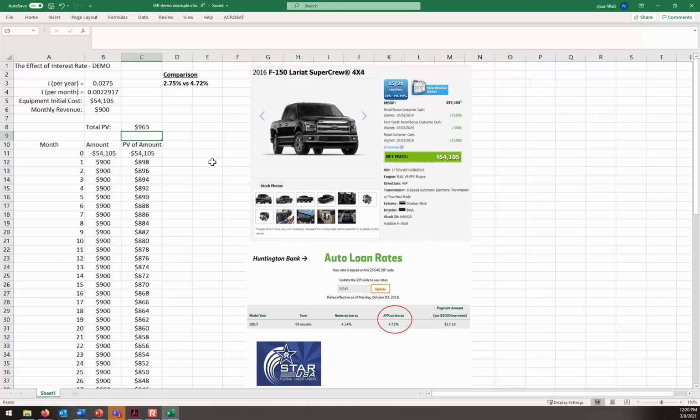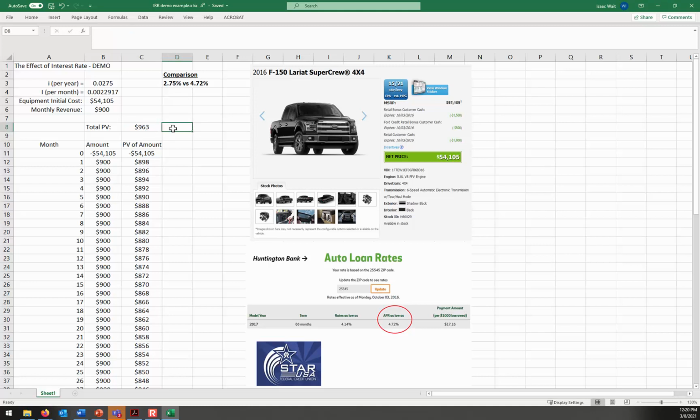So the 2.75%, that's the interest that goes to the bank. So each month you're taking your $900 and you're giving some of it to the bank to cover the cost of the principal as well as the interest. And so the $963 is the leftover money that isn't due to the bank if you had a 2.75% per year loan. So that was at the lower interest rate.